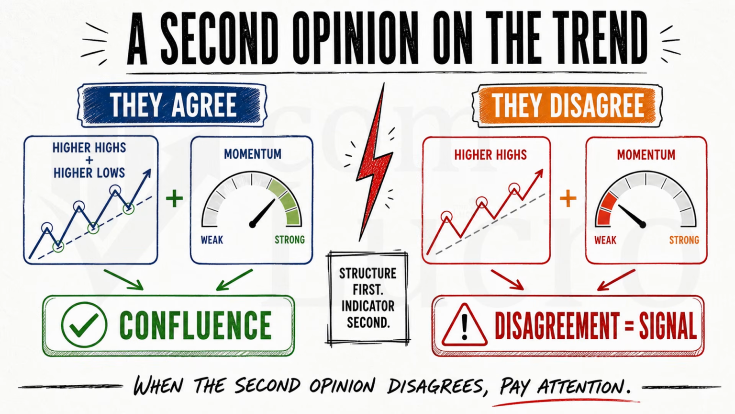Each of these is a second opinion on the trend your structure already shows you. When they agree, you have confluence. When they disagree with the highs and lows on your chart, that disagreement is the signal.